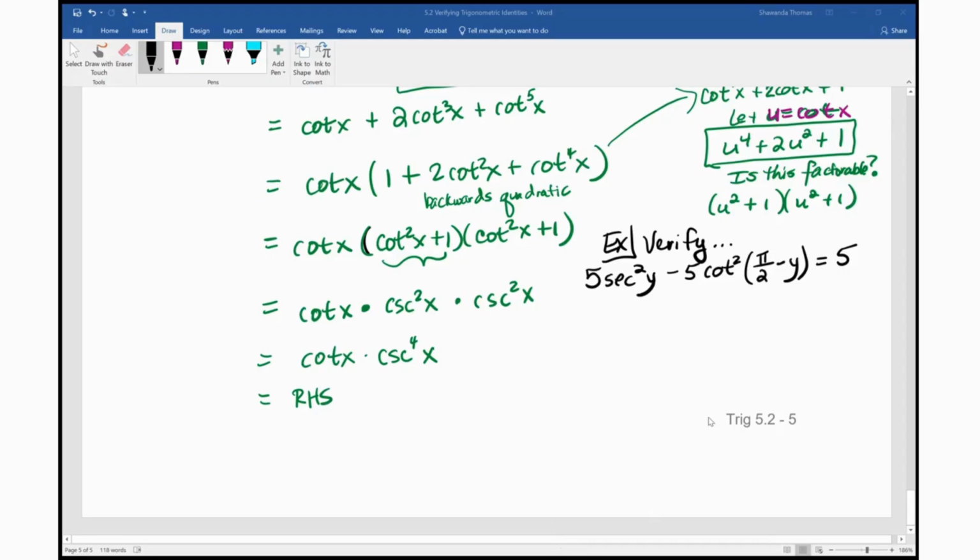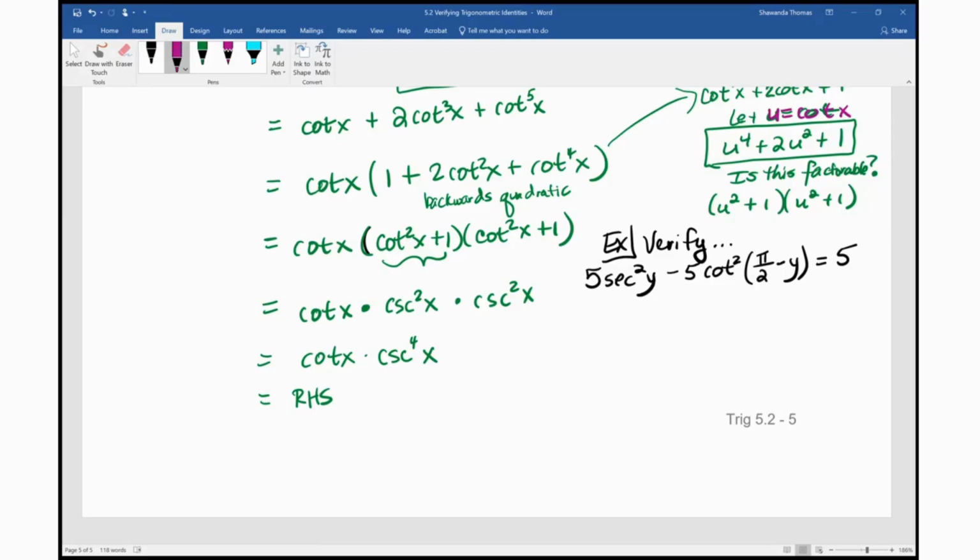There are 6 of them from 5.1. If you look at your semi-guided notes, you can open up the semi-guided notes from Canvas and look at section 5.1. I got all the identities in the first section. So which co-function identity do you think we need to use? Which one is the most similar to this one? Cotangent of pi over 2 minus y equals tan y.